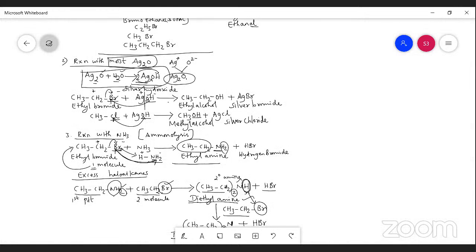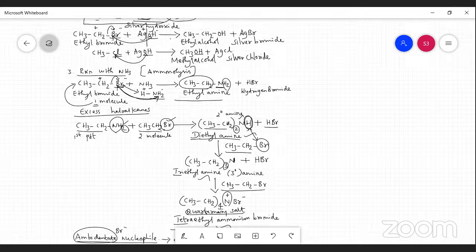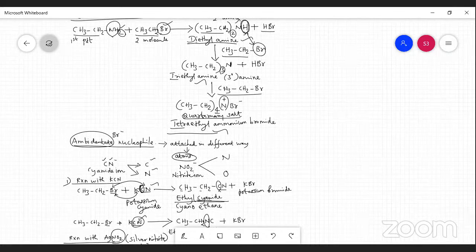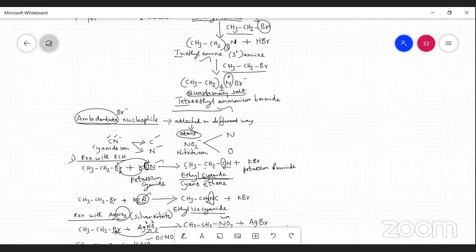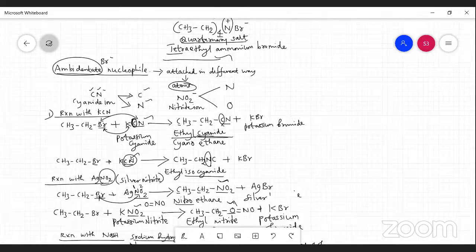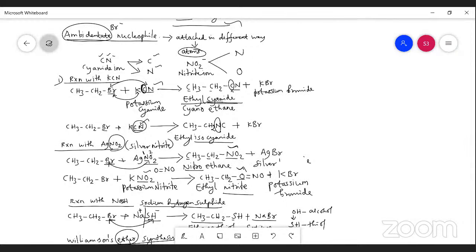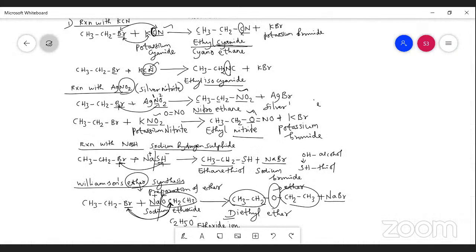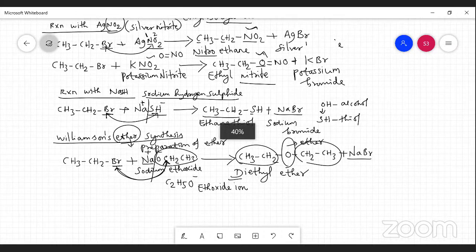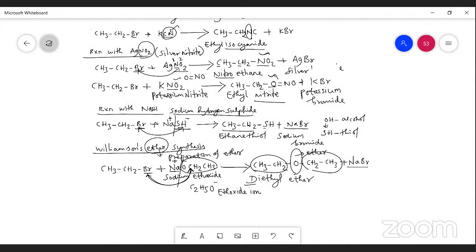And next we talked about an ambident ligand. An ambident ligand means a ligand can be coordinated in different ways, that is, the atom attachment can be different. Under that topic we discussed reaction with KCN, reaction with silver nitrite, reaction with sodium hydrogen sulfide, and finally the Williamson ether synthesis. This is how the chemical properties of haloalkane, only substitution reactions. So today we discussed only nucleophilic substitution.